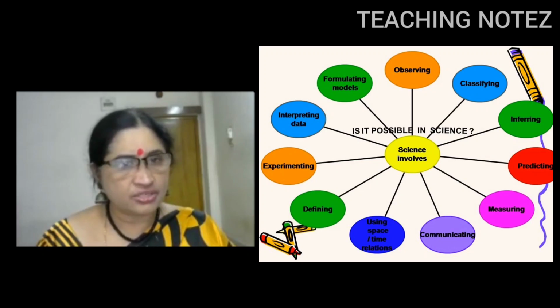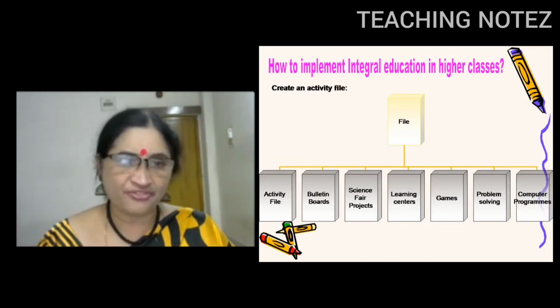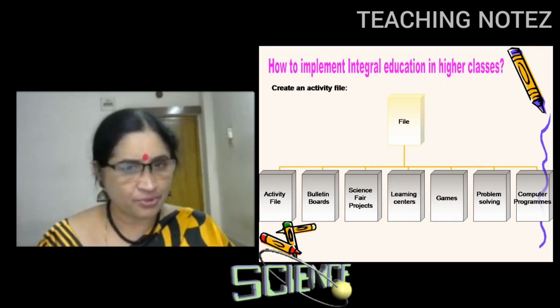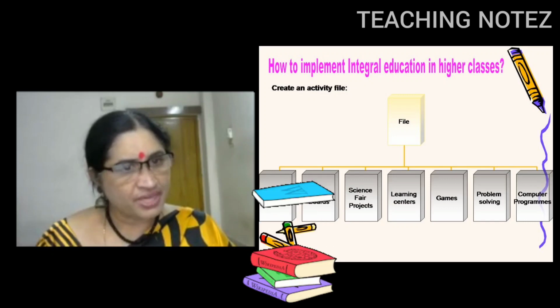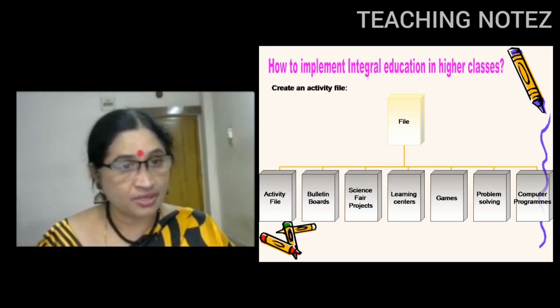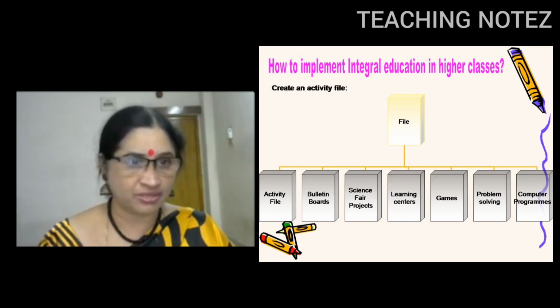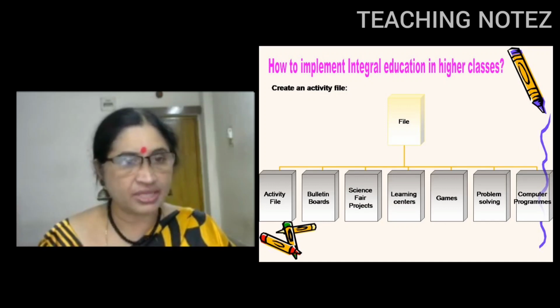For this, the teacher must be ready with her file. The file must contain activities, bulletin boards, topics or science fair projects, and learning centers where students are supposed to refer. Suppose I am asking children to learn on their own, I have to show them where the source is available. Either they can learn from seniors, friends, co-teachers, or from the library. I should tell them where the source is available.